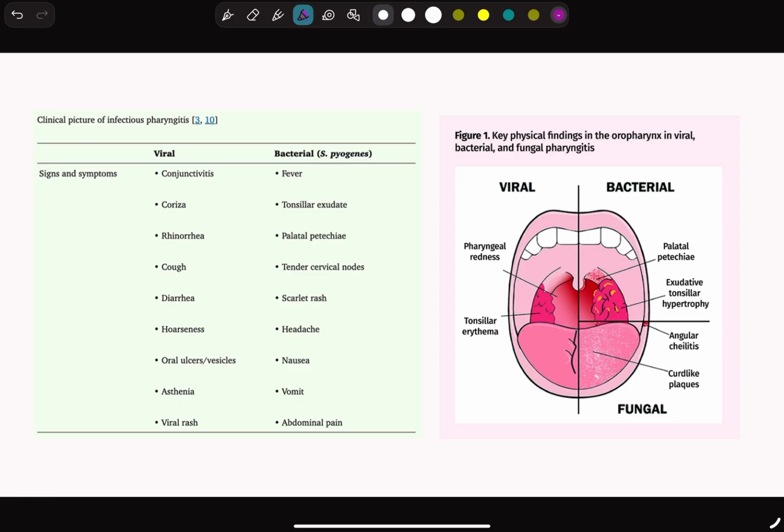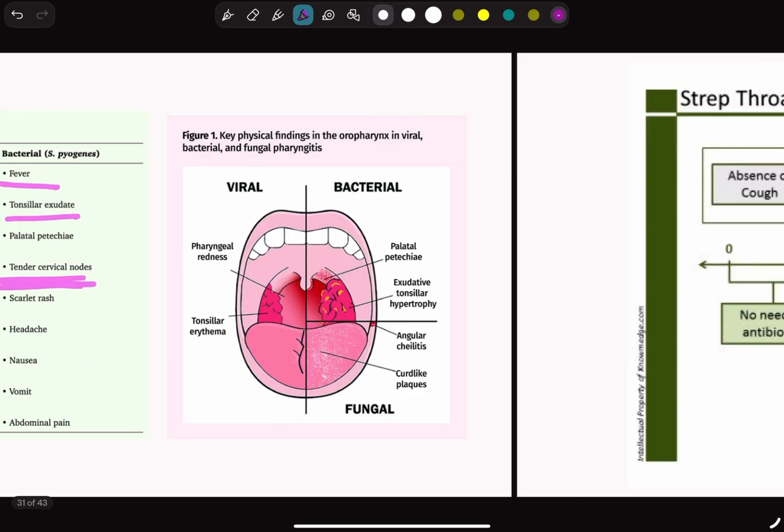Also, there are some signs and symptoms that might indicate it's bacteria. So if it's high fever, there are exudates or pus on the tonsils. If there are tender lymph nodes, then it might be bacteria. However, if there's any cough, some eye symptoms involved, rhinorrhea, so it is just viral. So symptoms are very important.